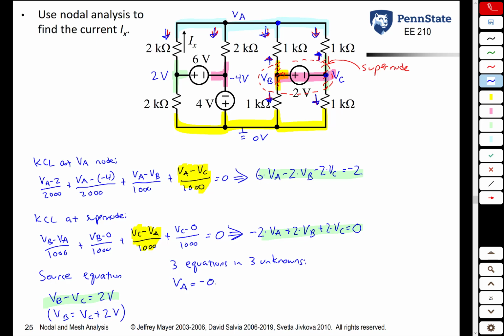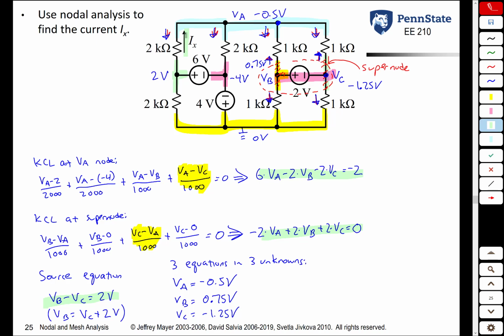VA is negative 0.5 volts. VB is 3/4 of a volt. And VC is negative 1.25 volts. So at this point, we've now found the voltage at every node in the circuit. The problem did not ask us to find the voltage at every node in the circuit, however. The question asked us to find this current, Ix, this current up here.